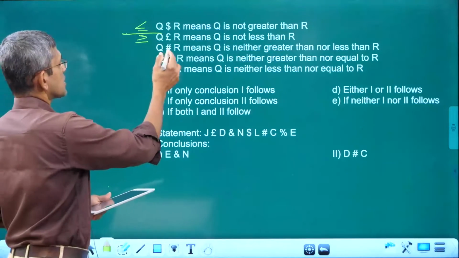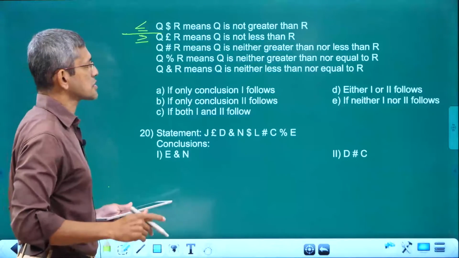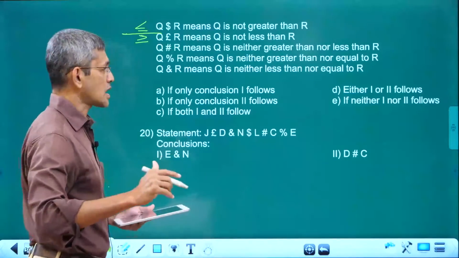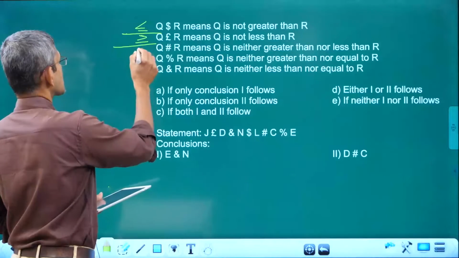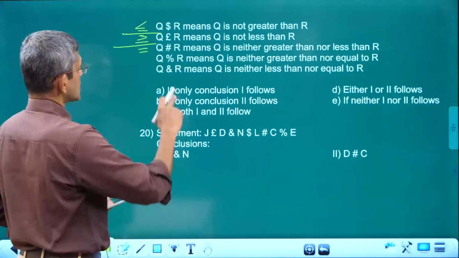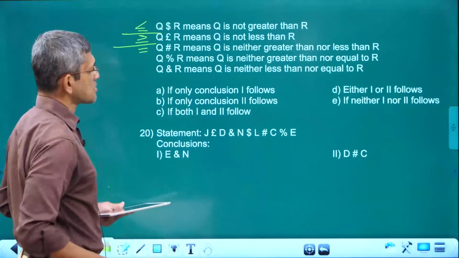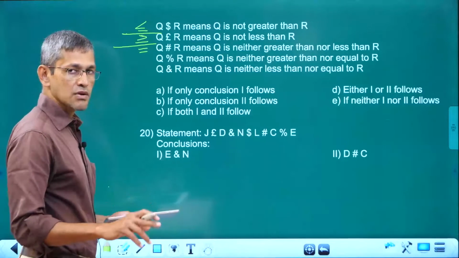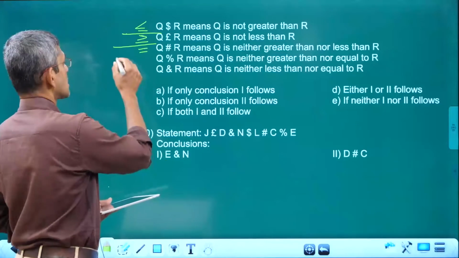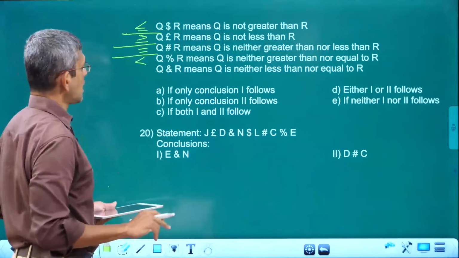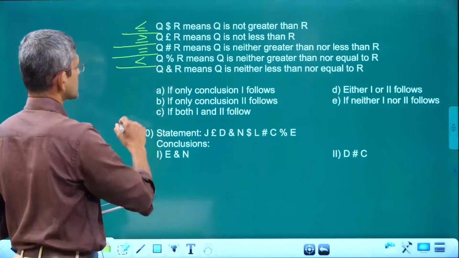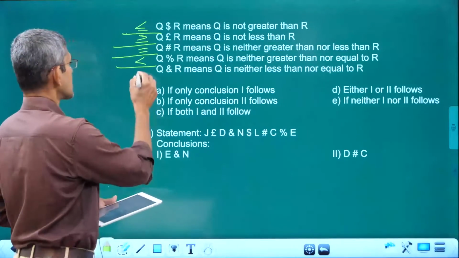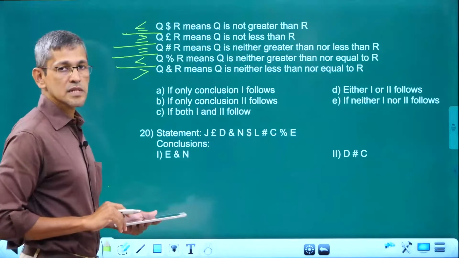And third, Q $ R means Q is neither greater than nor less than. That means Q is equal to R. Q must be equal to R. And Q % R means Q is neither greater than nor equal to. That means Q must be less than R. And Q and R, what is that? Q is neither less than nor equal to. That means Q must be greater than R. This is what it is.